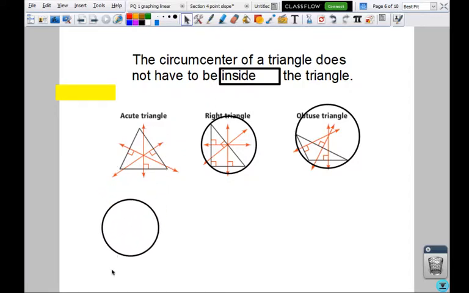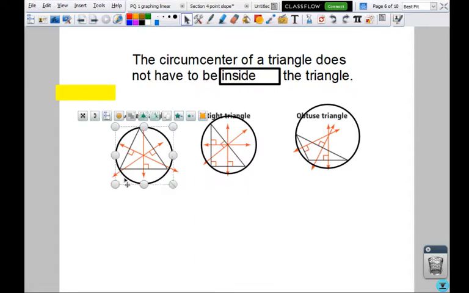So, circumcenter is the middle of the circle, right? We just kind of talked about it. This circumcenter is right here in this triangle. If I were to make my circle around it, which I made by hand, so they're not very good, but that is right in the middle of this circle.